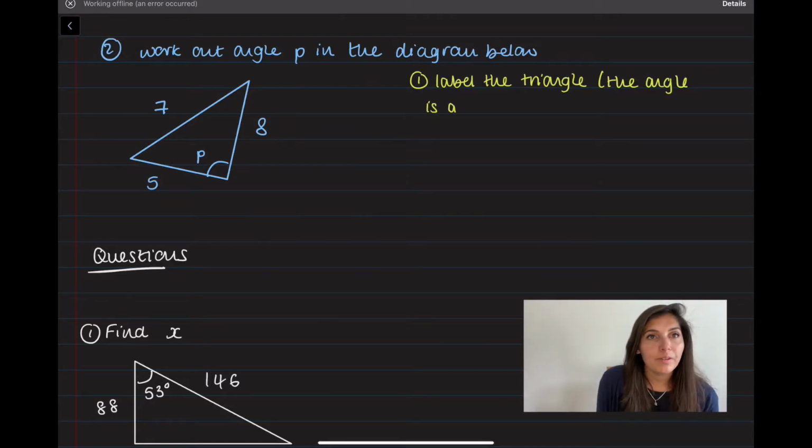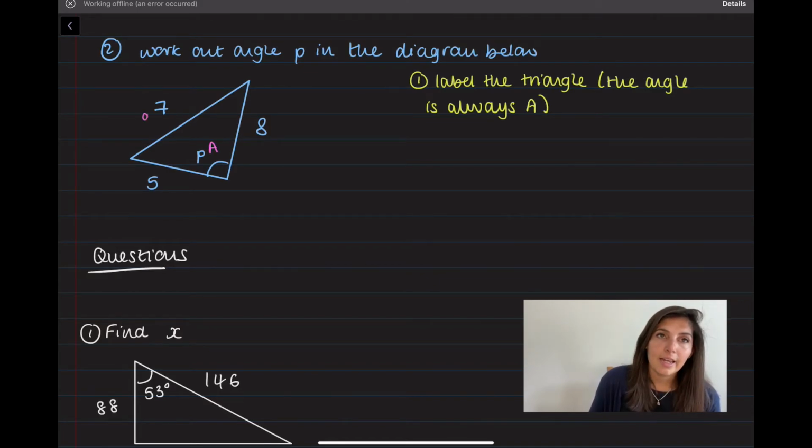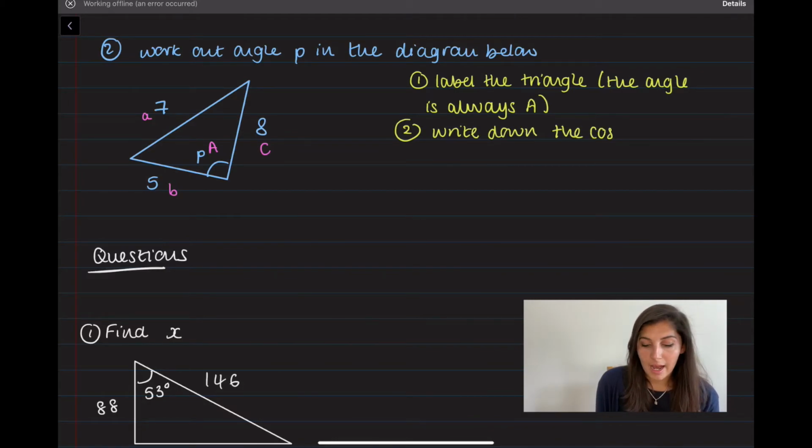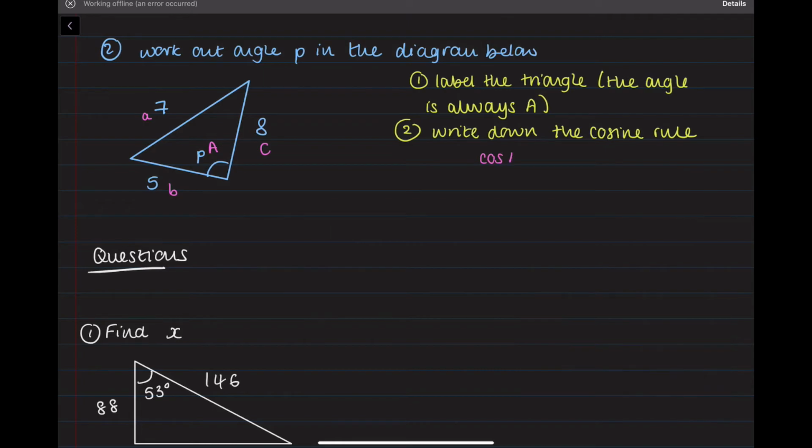So in example two, I've now got an unknown angle. So I'm going to do the exact same method. The first thing I'm going to do is label my triangle. And again, I'm going to label the only angle, which in this case is unknown, as A. Then I can write down the cosine rule. And in this case, I'm going to use the other form of the cosine rule. And I can then replace the letters I have with the values from the question and solve.